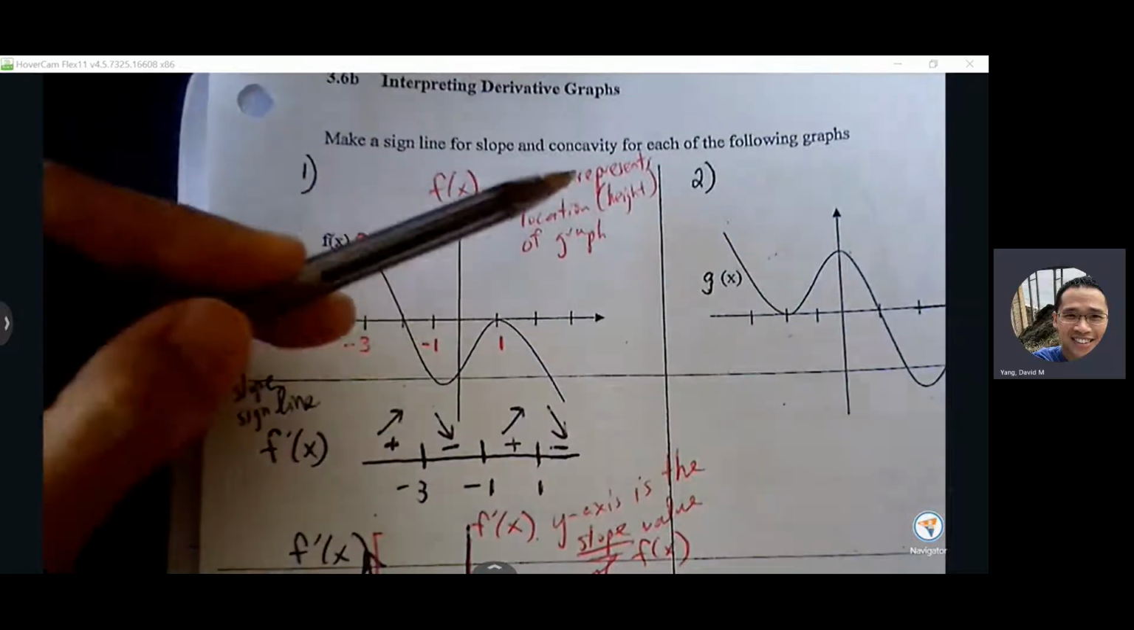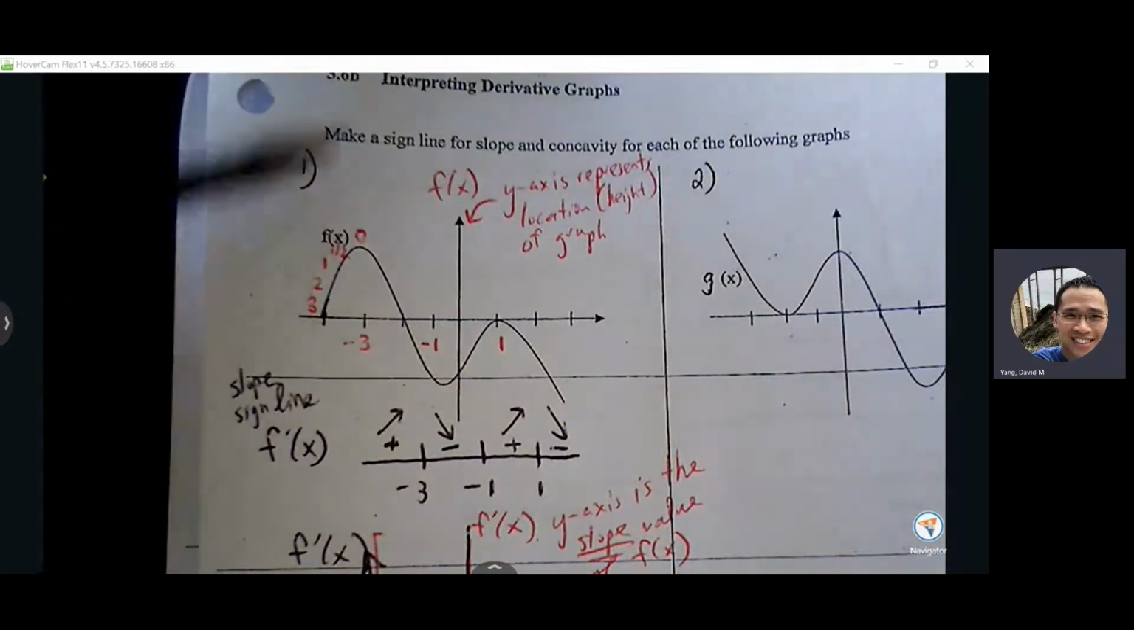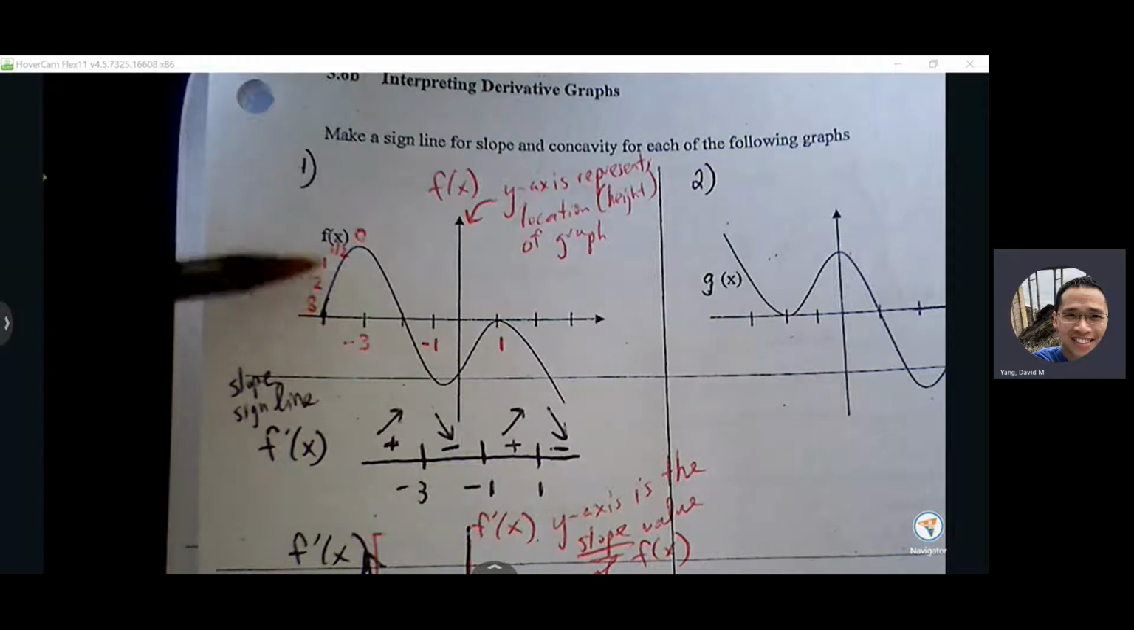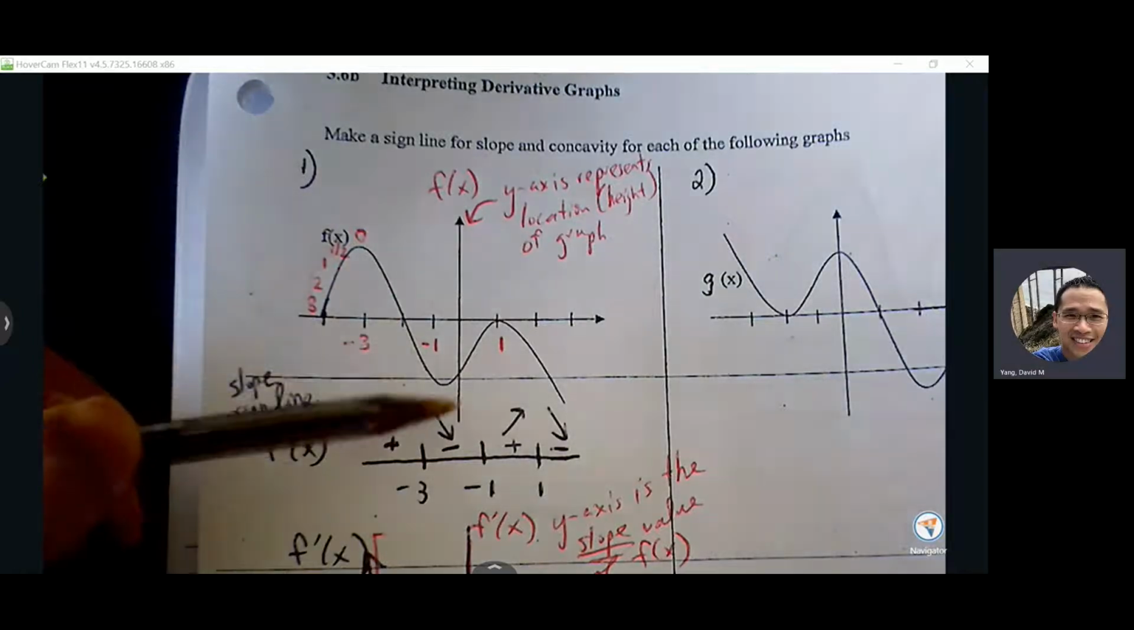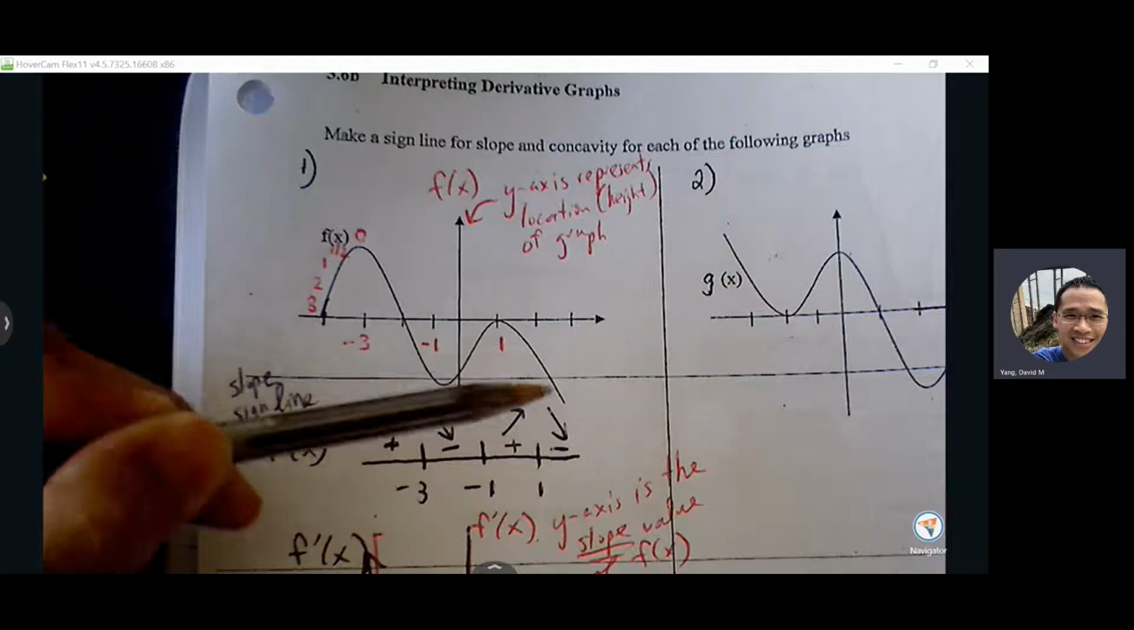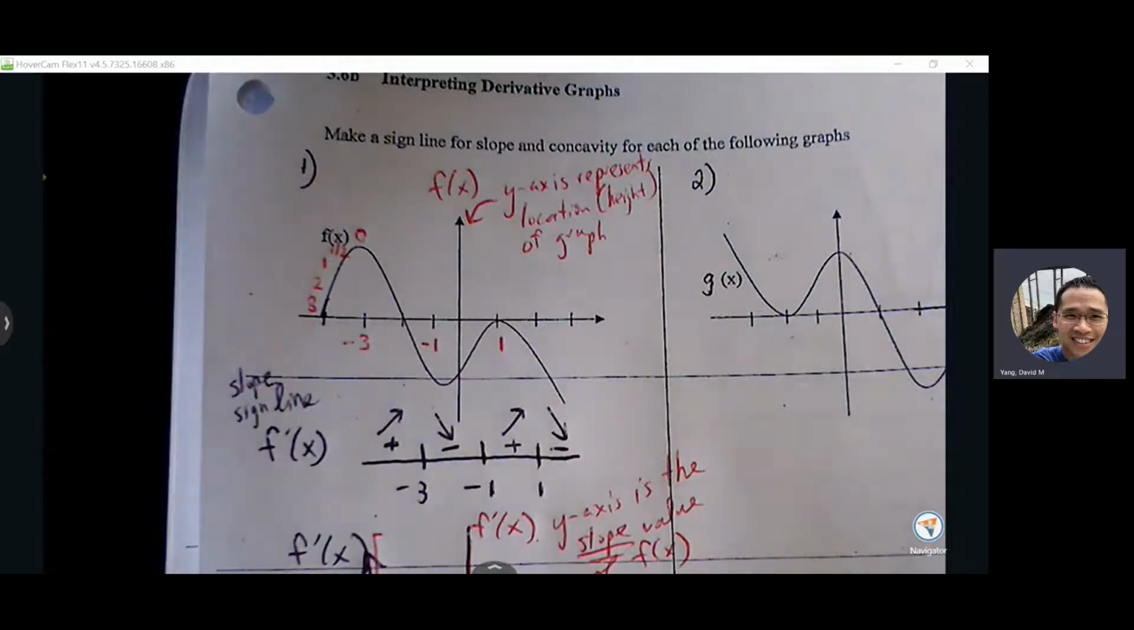Now let's go back and talk about the concavity. Okay, so this graph is first experiencing what? Concave down. Okay, then it switches to concave up, and then switches back to concave down. Now, by looking at this graph, you're not going to know where the points of inflection are, but you do know there's a transition at some point in order for that to occur.